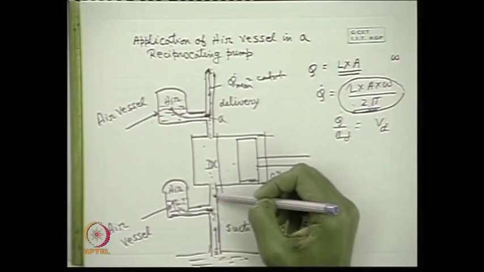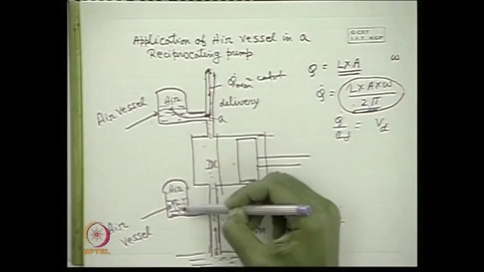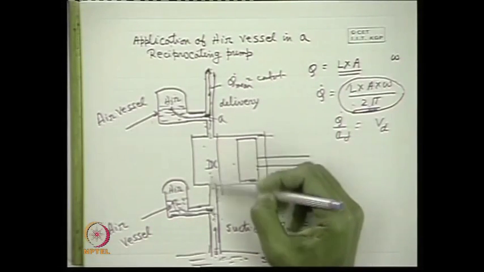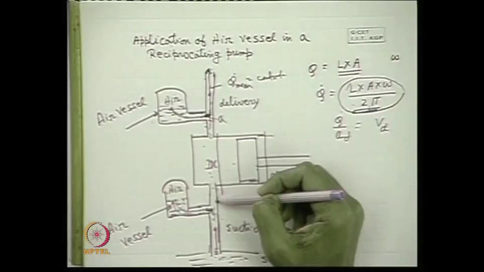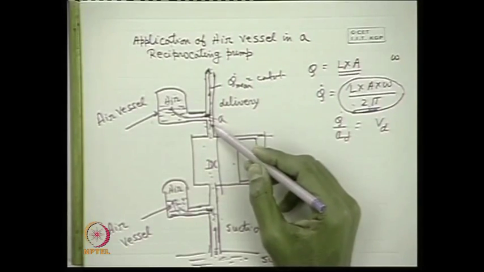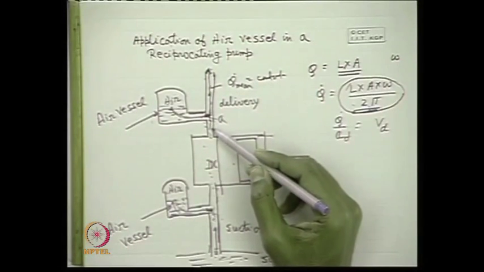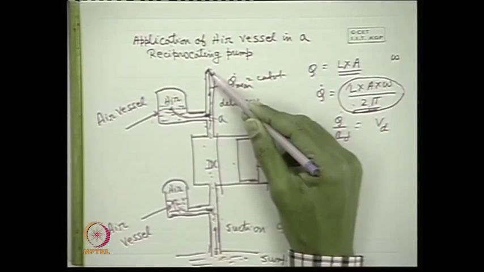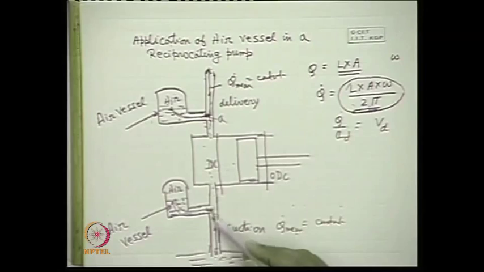Since this part is very small, because the air vessels are connected very close to the cylinder, the fluctuations take place only in the small part of the tubes. That also does not create any serious danger from the stress consideration. So therefore, we get almost a uniform discharge to the delivery pipe and a uniform flow rate to the larger part of the suction pipe.